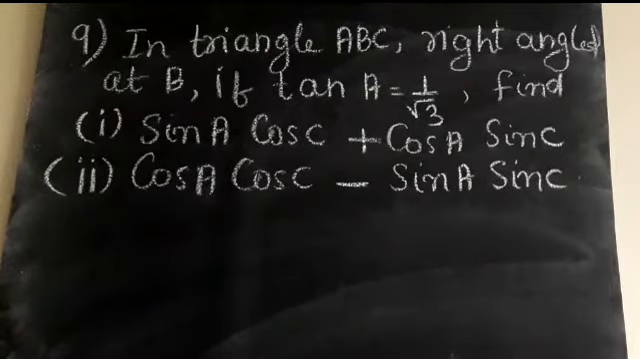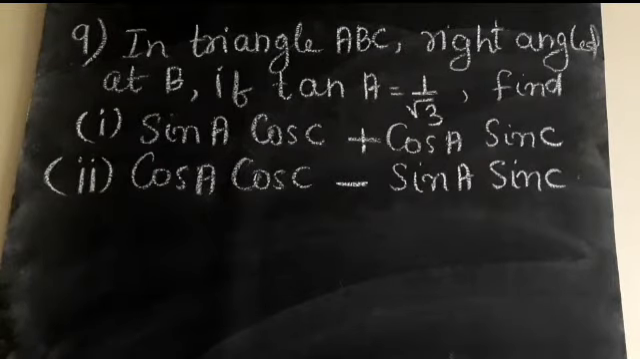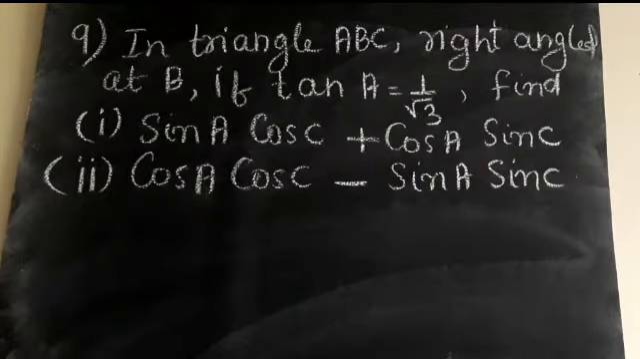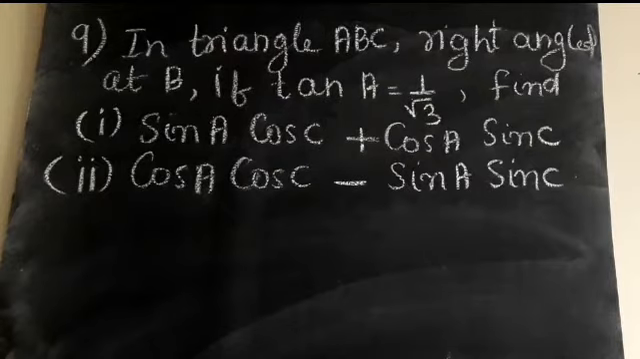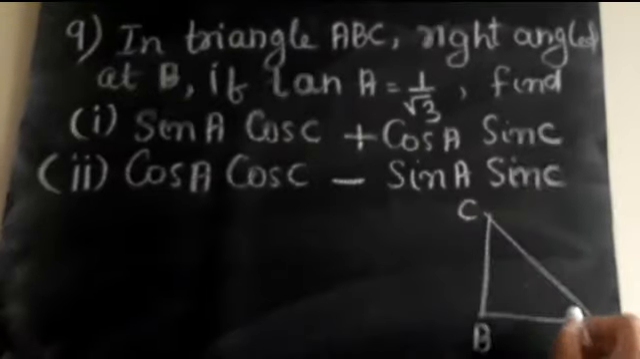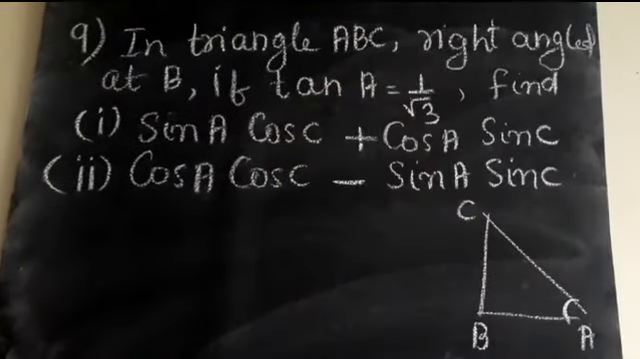Next question. In triangle ABC, right angle at B, if tan A is equal to 1 by root 3, find two things. The first question: sin A cos C plus cos A sin C. Second question: cos A cos C minus sin A sin C. So what is the first step? Draw a right triangle ABC, right angle at B. And it is given that tan A is 1 by root 3.